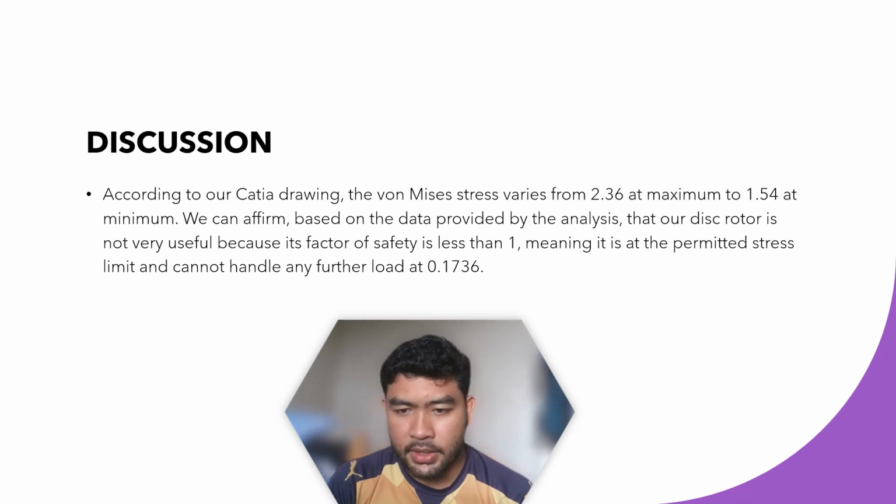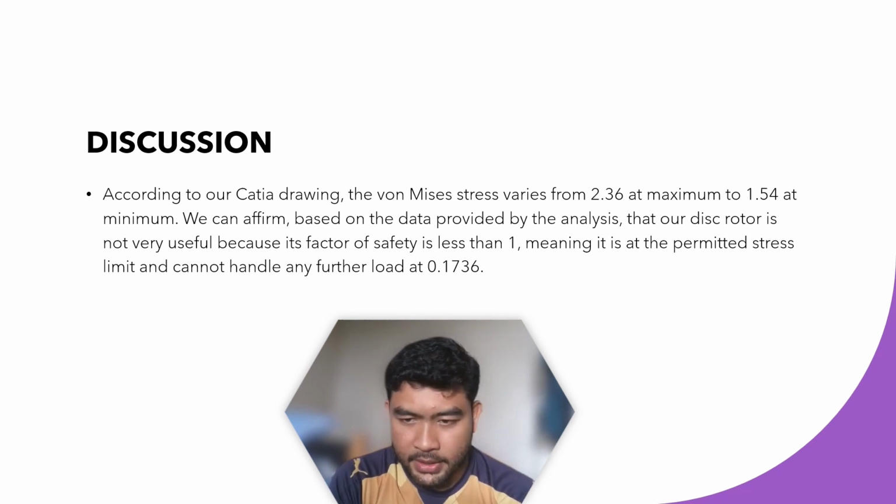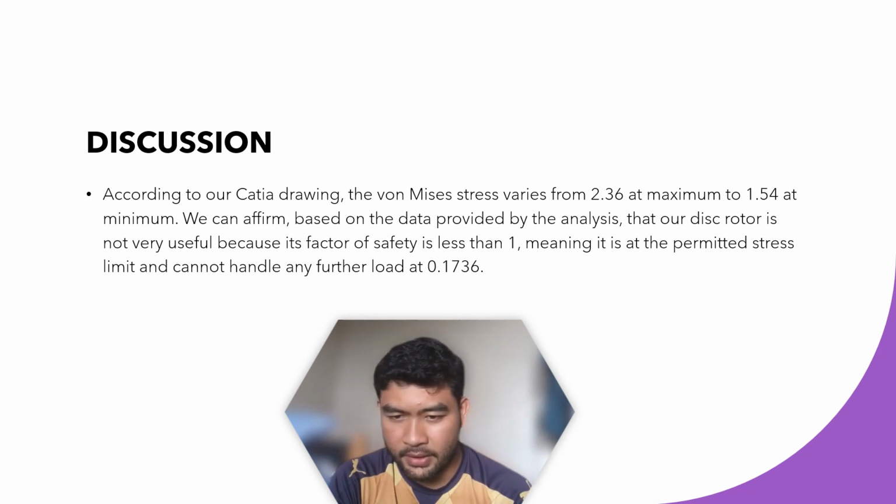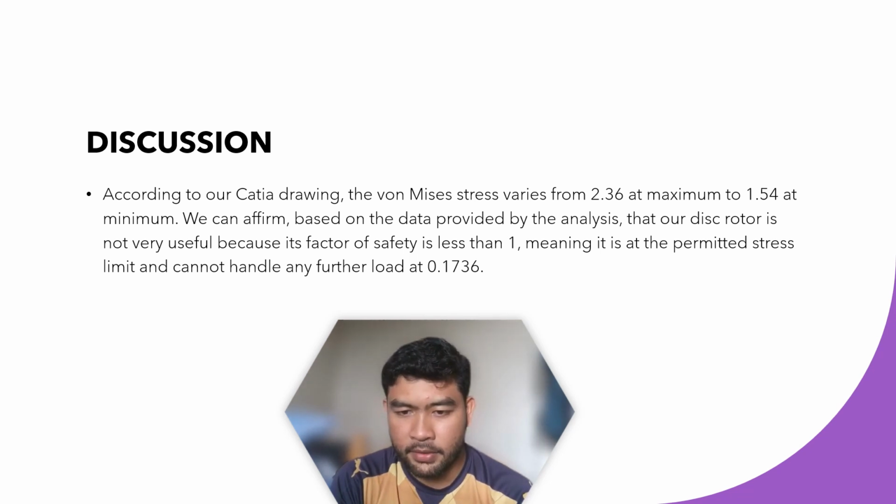According to our CATIA drawing, the von Mises stress varies from 2.36 at maximum and 1.54 at minimum. We can affirm based on the data provided by the analysis that this rotor is not very useful because its factor of safety is less than 1, meaning it is beyond the permitted stress limit and cannot handle any further load, at 0.1736.